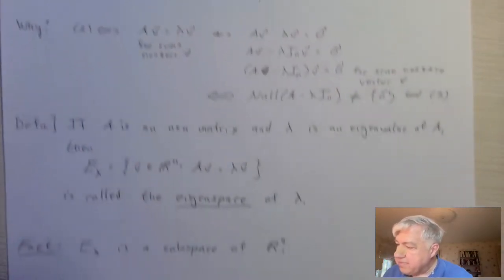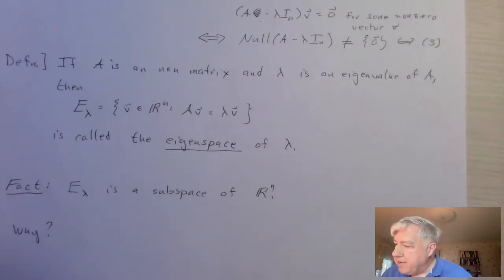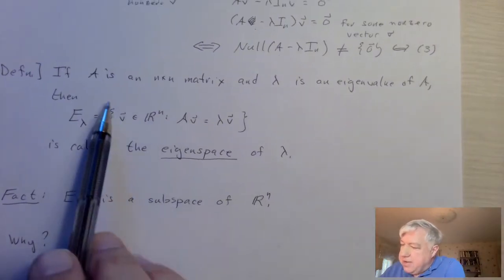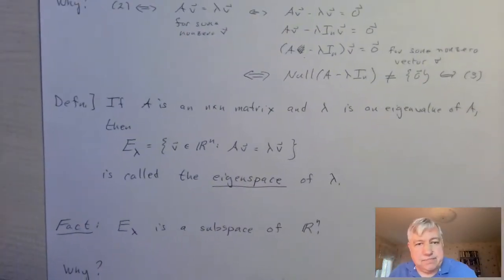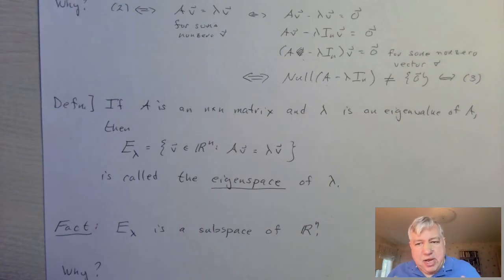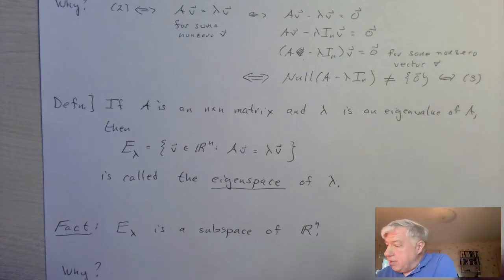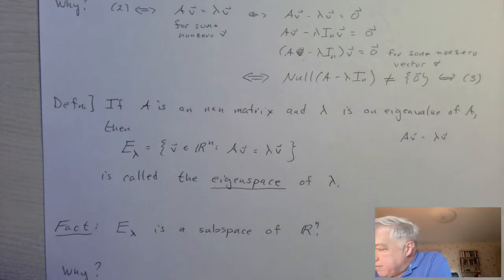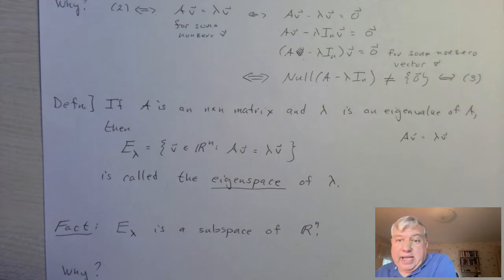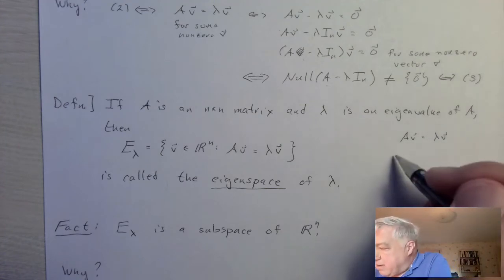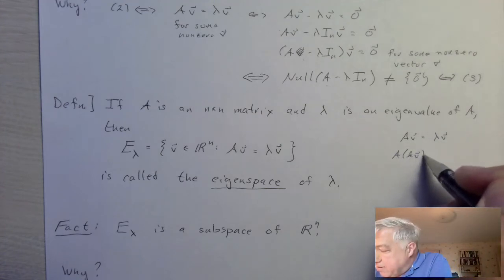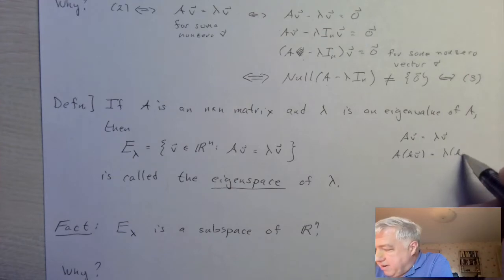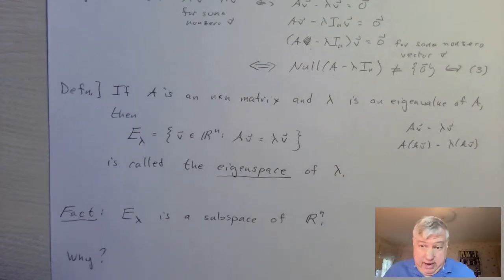A couple other things. Definition of an eigenspace. For each eigenvalue, you can have many eigenvectors. For example, if Av equals lambda v, you can multiply v by any constant you want. Let's say k: A times kv is going to be lambda times kv. So kv will be an eigenvector as well.